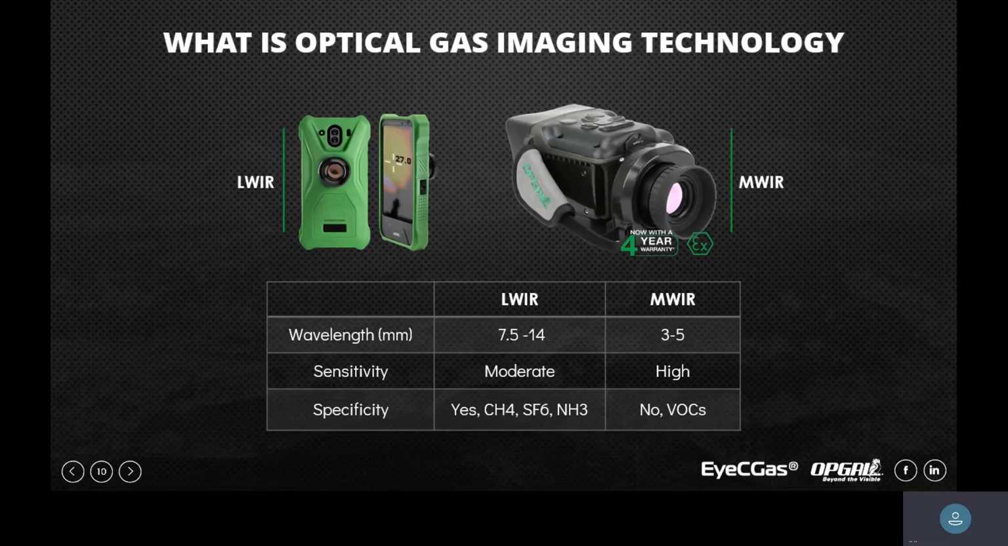So just to give you an idea, between the two, we are seeing methane, and if you change the camera, we have 3 cameras, one for SF6 and one for coolants, for refrigerants, using the long wave, and sensitivity is moderate to low, and this is the range of the LWIR, 7.5 to 14 micron. MWIR, the mid-wave IR, is 3 to 5 micron, high sensitivity, and no specificity. It's just VOCs. We cannot tell which one it is.